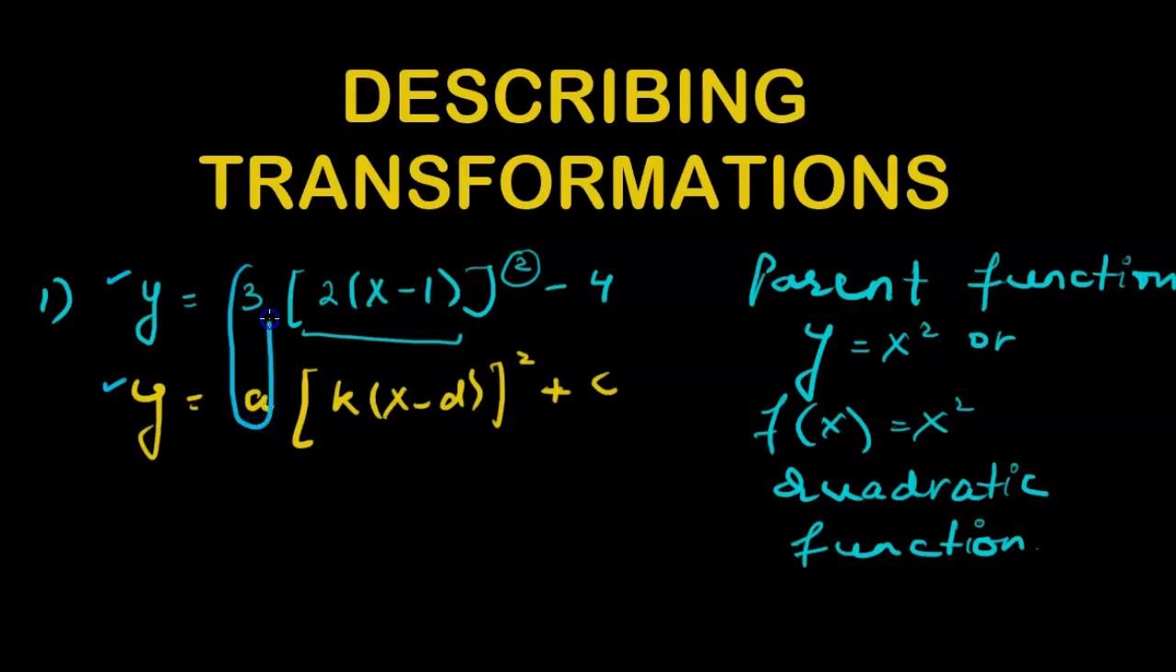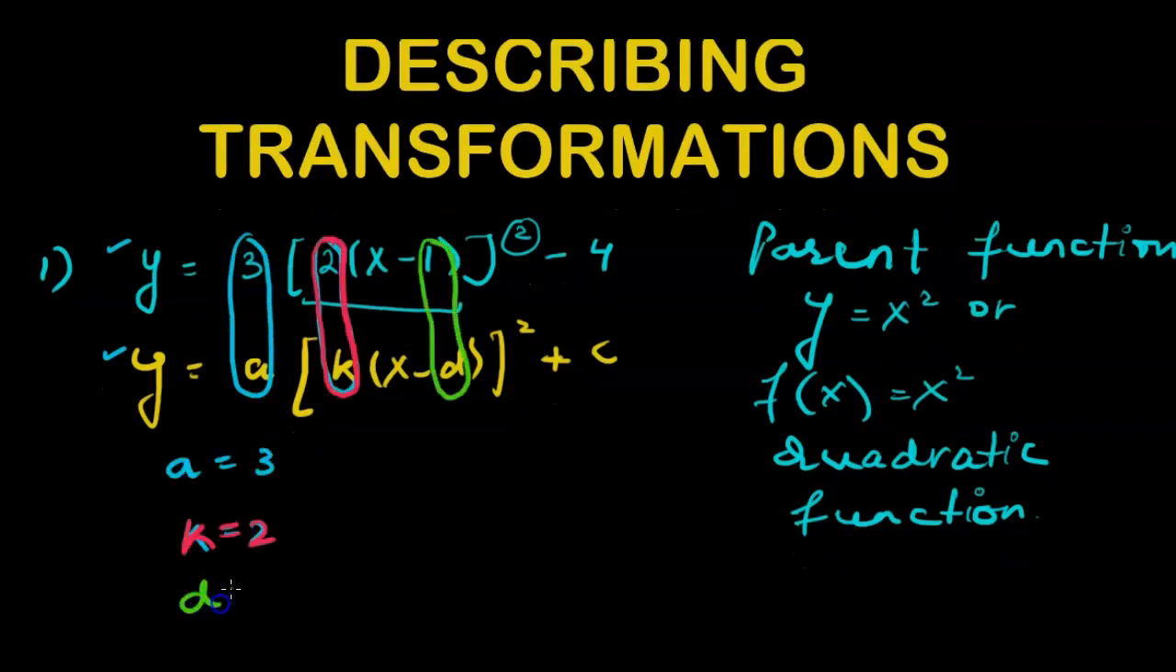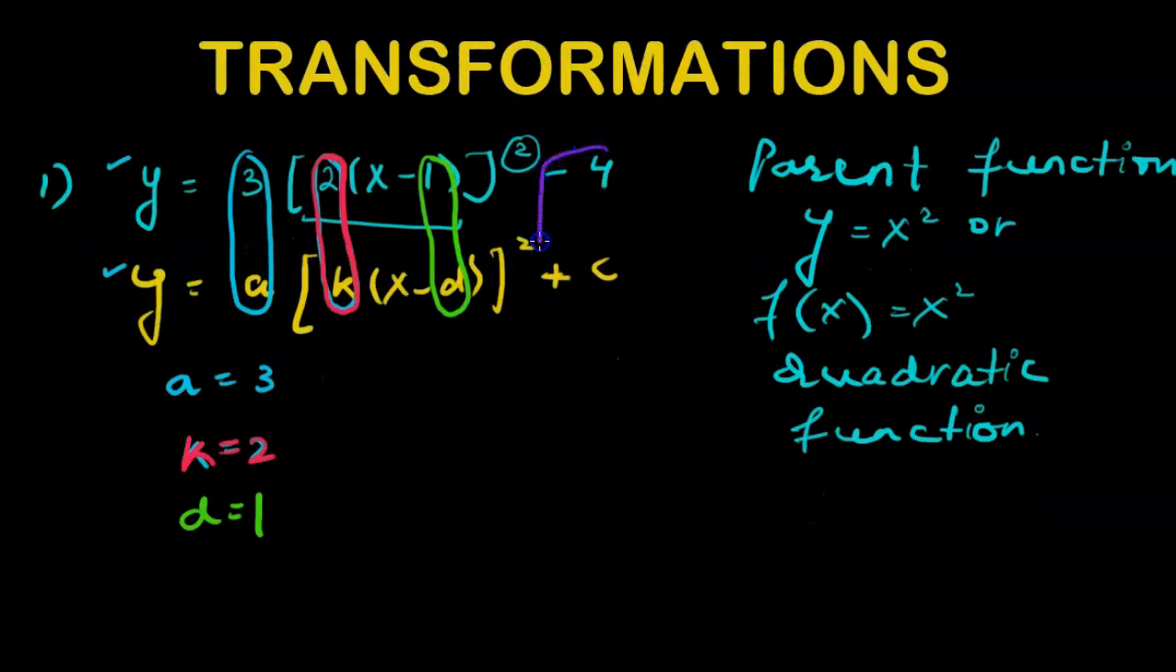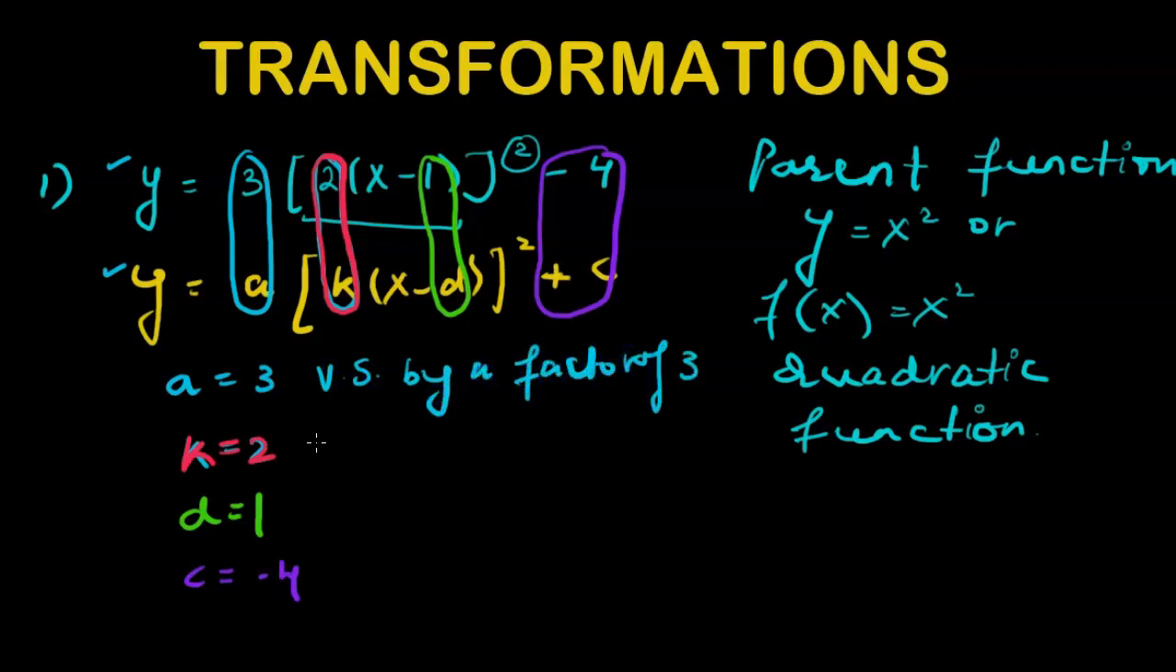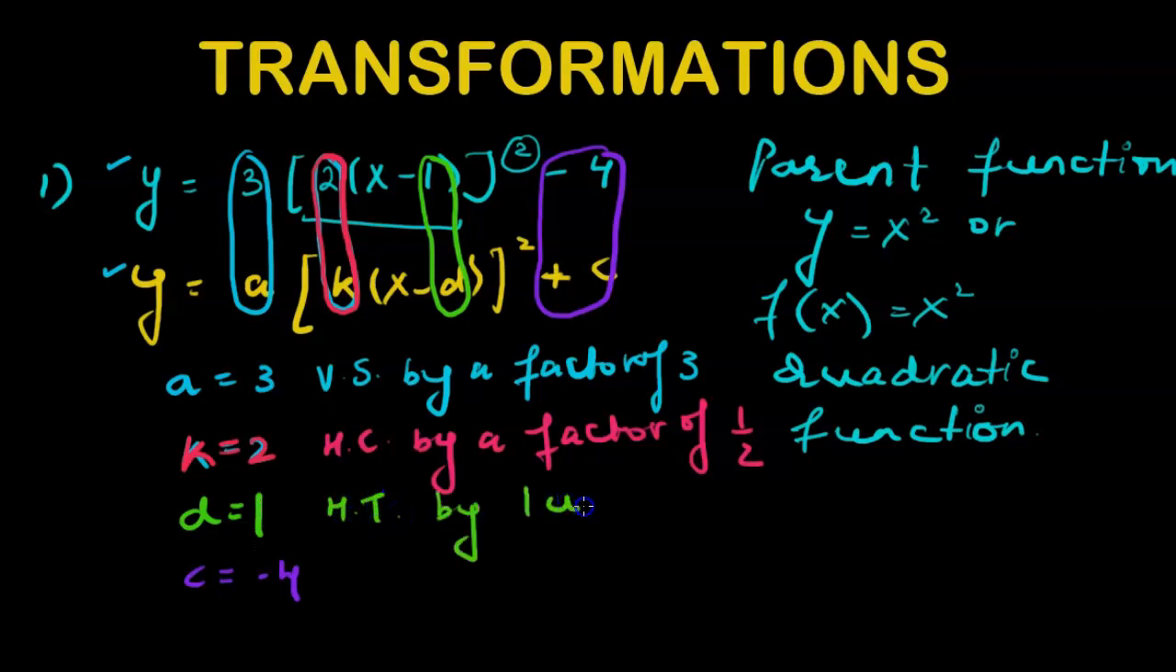So we can see a = 3, k = 2, d = 1, and c = -4. Make sure to take your signs with the numbers as well. Now all we have to do is describe these parameters. We know if a is greater than 1, it is a vertical stretch by a factor of a, and here the a value is 3. k = 2 means it's a horizontal compression by a factor of 1/k, so it becomes 1/2 in this case. d = 1 means it's a horizontal translation, +1 by 1 unit right. Positive means right. And c = -4 means it's a vertical translation by 4 units down.